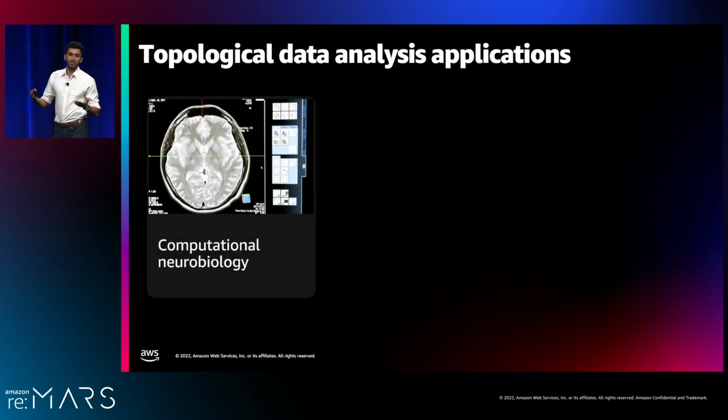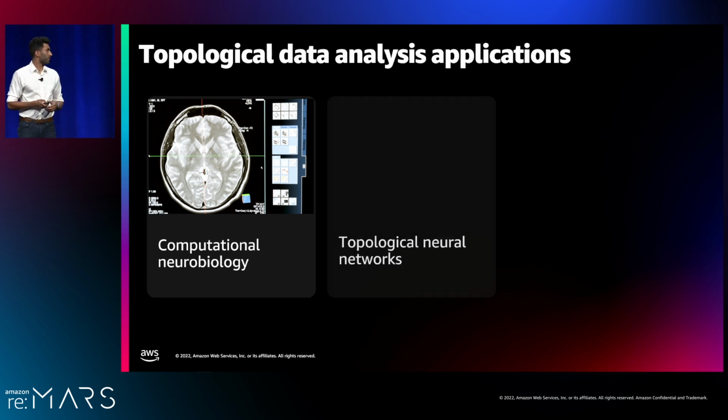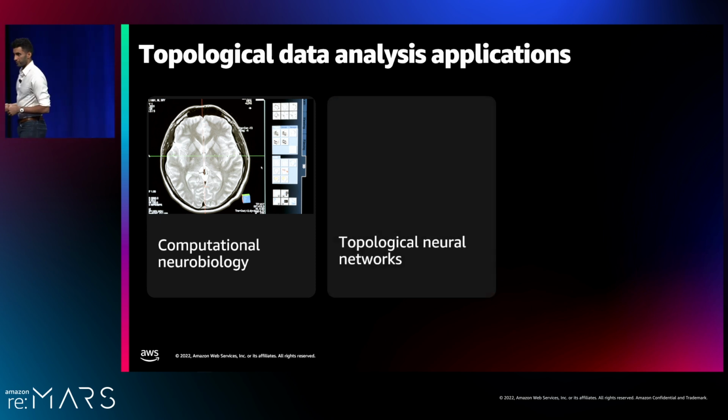And even though you can't do those higher dimensional calculations, just with the clusters, loops, voids, you can start doing some very interesting things in a lot of different fields. I talked about computational neurobiology, where topological data analysis can naturally model these interactions between the brain regions. Also, neural networks, if you enhance neural networks with topological features, they can be very, very powerful.